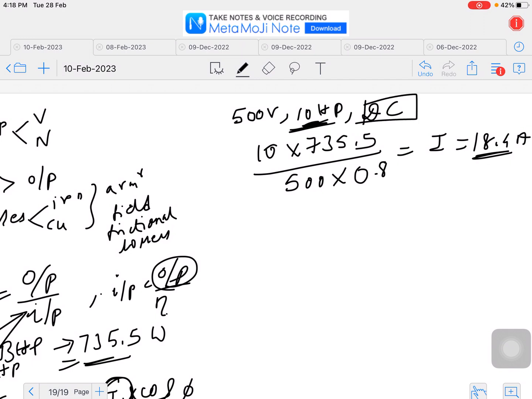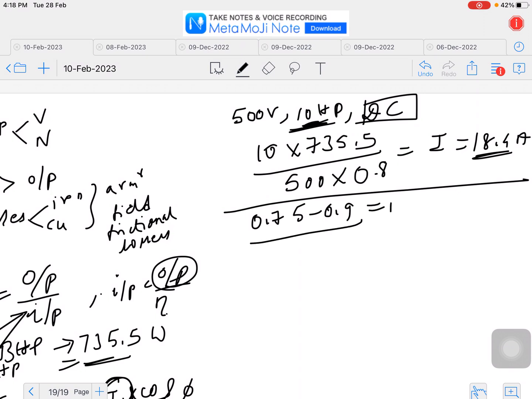In case you have to calculate the input current for an AC motor, then you will have to consider the power factor also. Power factor can be presumed to be around 0.75 to 0.9 depending upon the size and the type of the motor.